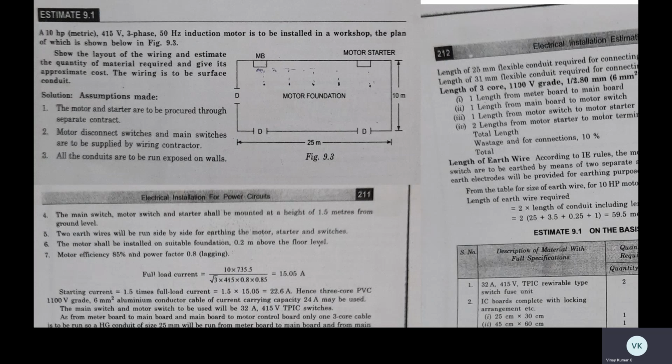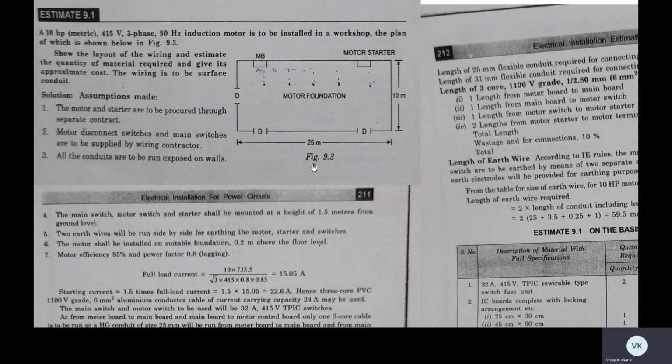And here, just remember how to place the materials. Here, a 10 HP, 415 volt, 3 phase, 50 Hz induction motor is installed in a workshop. This is a workshop. A 10 HP 3 phase induction motor is placed. So here we have to calculate the quantity of materials required. He has given 25 meters of length and 10 meters of height. This is the first thing you have to make sure.